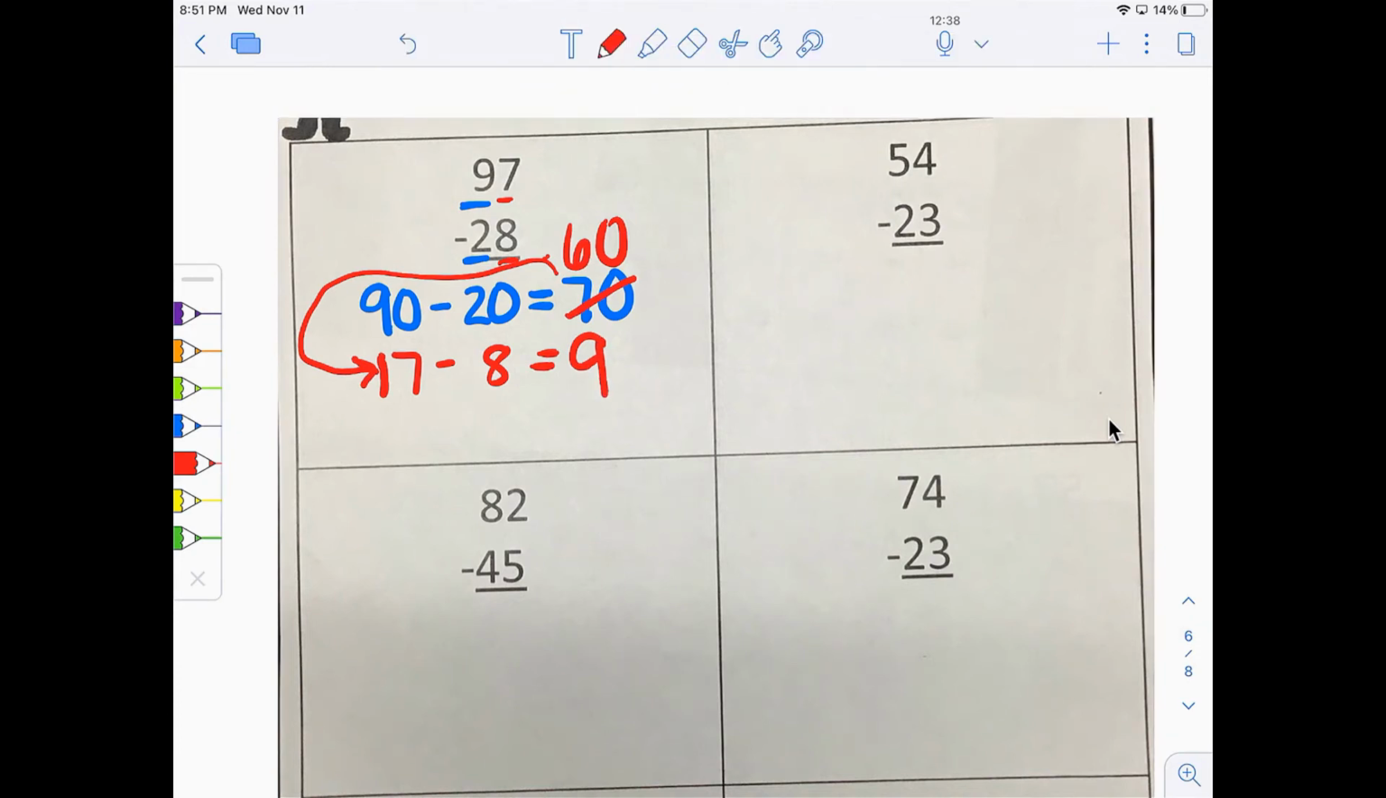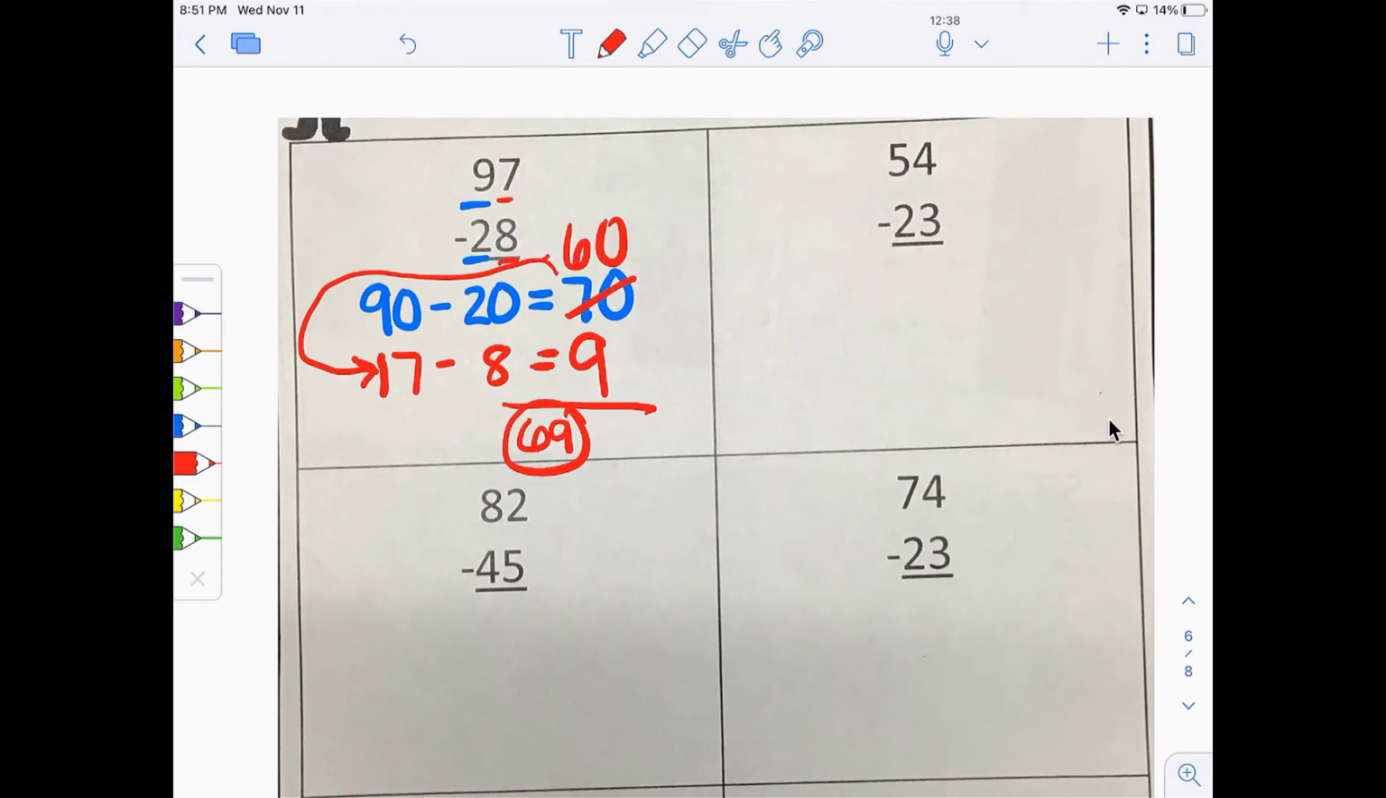Now, because we decomposed that number, we've got to put it back together. This is where it gets a little tricky, because we're going to add those back together, even though we're doing a subtraction problem. We already did all of our subtraction when we broke it down by place value. But now we have to just put the number back together. So 60 plus 9 is 69. And then I like to circle my number just so my teacher knows what my final answer is.